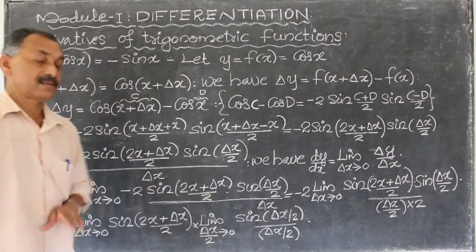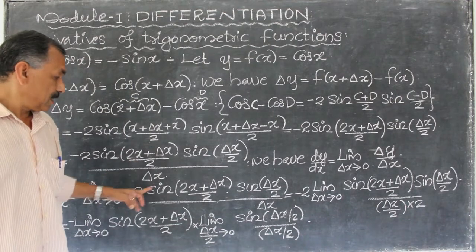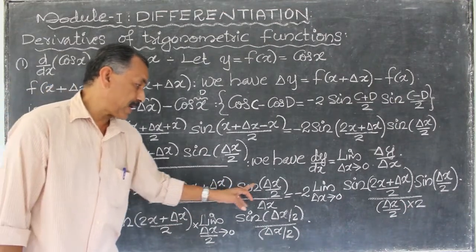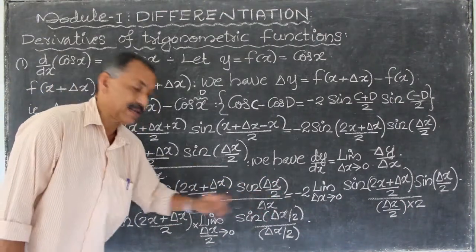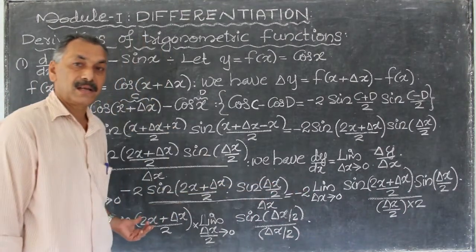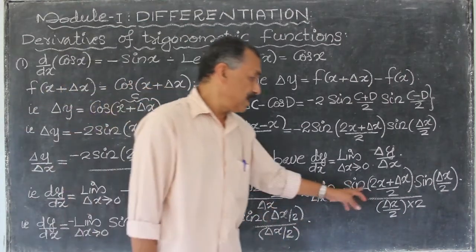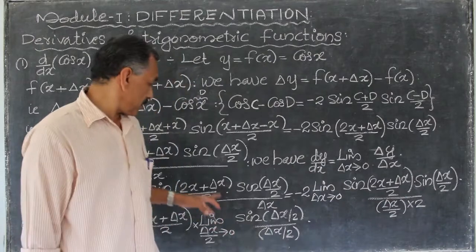All divided by delta x. This is minus 2 sin of (2x plus delta x by 2) into sin of delta x by 2, all divided by delta x. That is equal to minus 2, a constant, outside the limit. Then minus 2 into limit delta x tends to 0 of sin of (2x plus delta x by 2).